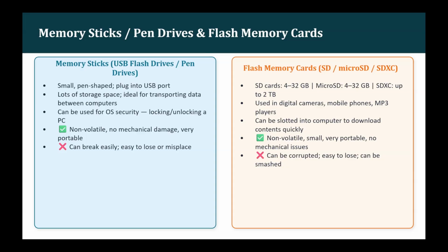Flash memory cards: SD, micro SD, and SDXC. SD cards can hold 4 to 32 GB, and micro SD can hold 4 GB to 32 GB. Nowadays we have 1 terabyte micro SD cards as well, and they can hold much more data. Used in digital cameras, mobile phones, MP3 players. Can be slotted into a computer to download content quickly. Non-volatile, small, very portable, no mechanical issues. Disadvantages would be that they can be corrupted, are easy to lose, and can be smashed.